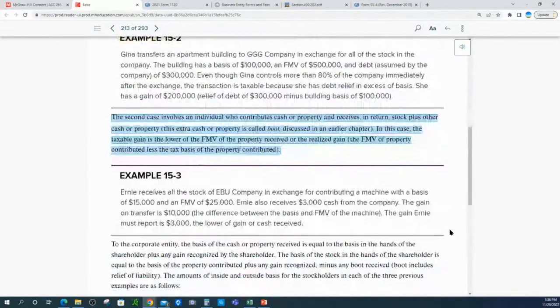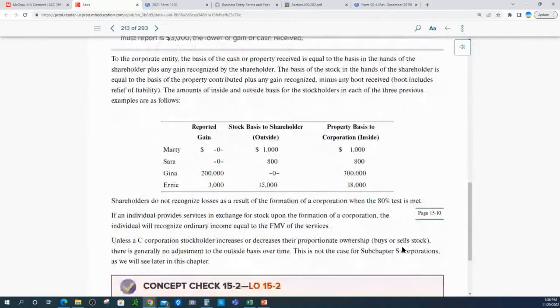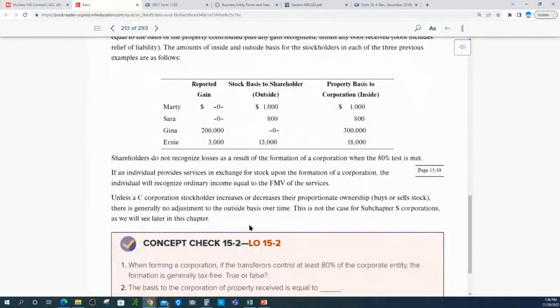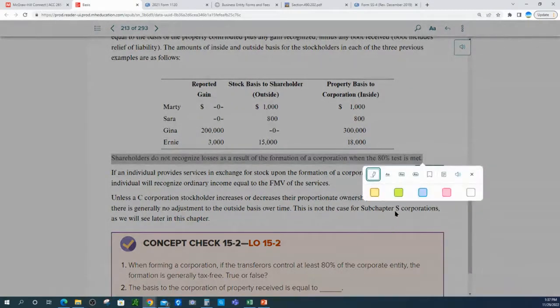Marty and Sarah, there's Sarah's basis, which is $800, because that's the basis of what she contributed. Marty 1,000, and then it would be equal to the corporation. Shareholders do not recognize losses upon the formation of a corporation when that 80% test is met.